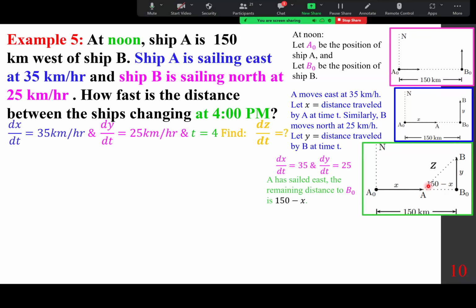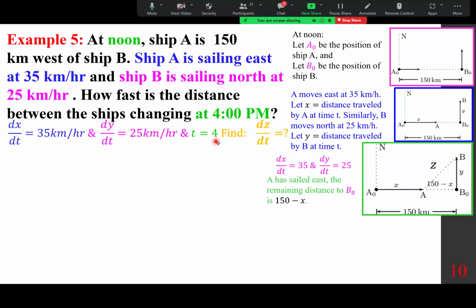So draw the setting, understand the process. dx dt is 35 kilometers per hour. dy dt is 25 kilometers per hour. We want to find dz dt at 4 p.m. Now, why is t 4? Because from noon to 4 p.m., t equals 4. 5 p.m., t equals 5. 8 p.m., t equals 8. That's how we find the t. So it's pretty straightforward.